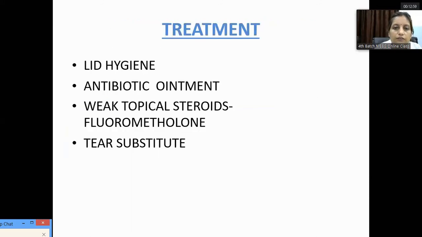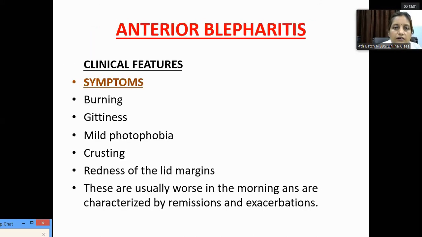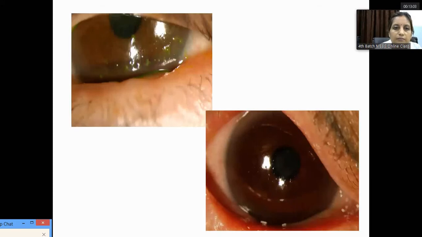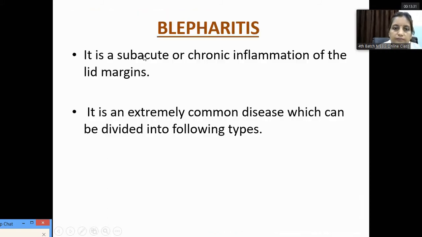So in the first picture you can see the different changes in the lid margin: notching and thickening of the lid margin, irregularities in the lid margin. And these are the punctate epithelial erosions where you have stained with the fluorescein strip. When we use this fluorescein strip to see the corneal irregularities, under the cobalt blue light we will see this type of erosions.